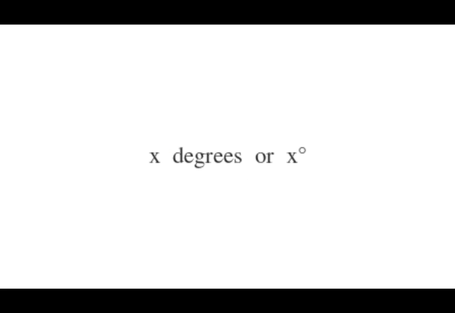Degrees can be denoted by the word degrees or the degree sign written after the variable or number it represents. But today, in all of the examples, I'm going to be using the word degrees to make it more clear. Before anything else, we have to know about the unit circle. I'm going to show you a very basic unit circle.